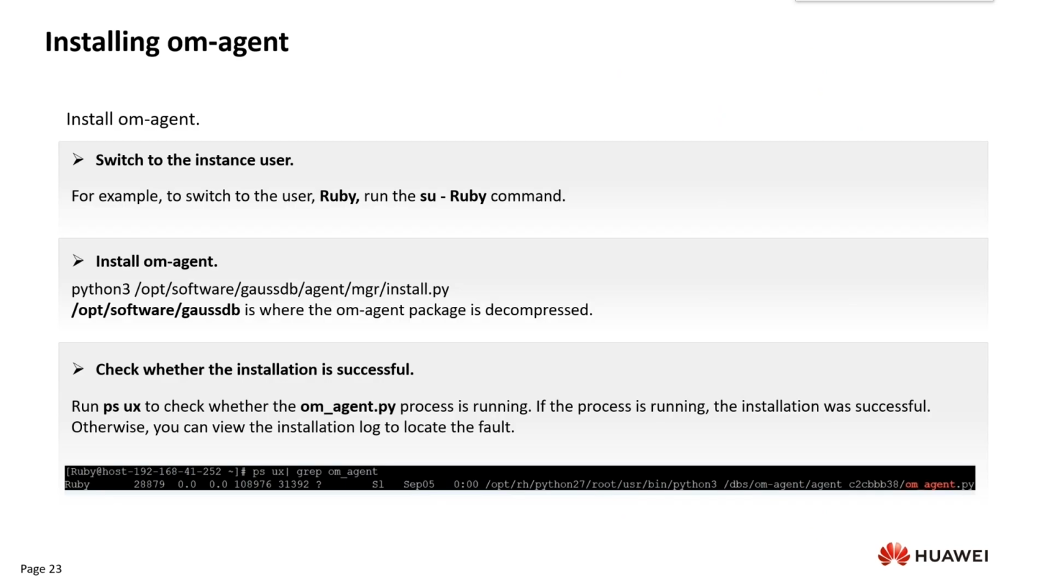The O&M agent installation is simple. You can run the O&M agent installation script as the database user Ruby. After the installation is successful, run the ps -ux command to check whether the O&M agent.py process is running. If the process is running, the installation is successful. If the process is not running, you can view the installation logs to locate the fault.